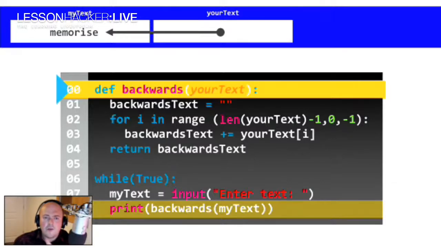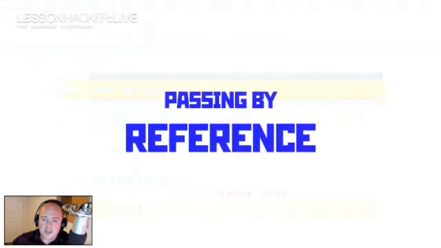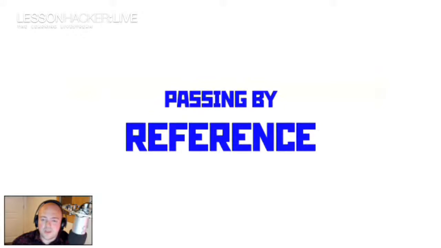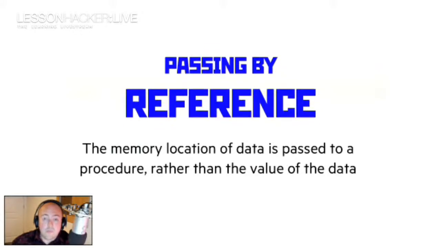And you might think, well, why are we doing that? Well, that saves space. Copying the variable uses loads and loads of RAM. So if we do that every single time we need to make a copy, we're going to fill our RAM with just duplicates of the same data. This way means that we just point back to the old one and save ourselves a load of space. And this is called passing by reference. This is where the memory location of the data is passed to the procedure rather than the value of the data, which is great.